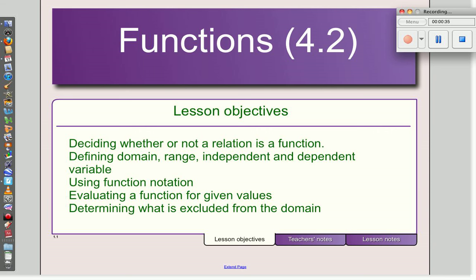So in this lesson, we're going to decide whether or not a relation is a function. We're going to define the domain, range, independent, and dependent variables. We're going to talk about function notation. We're going to evaluate a function, and I'm going to show you how to tell what's excluded from the domain.